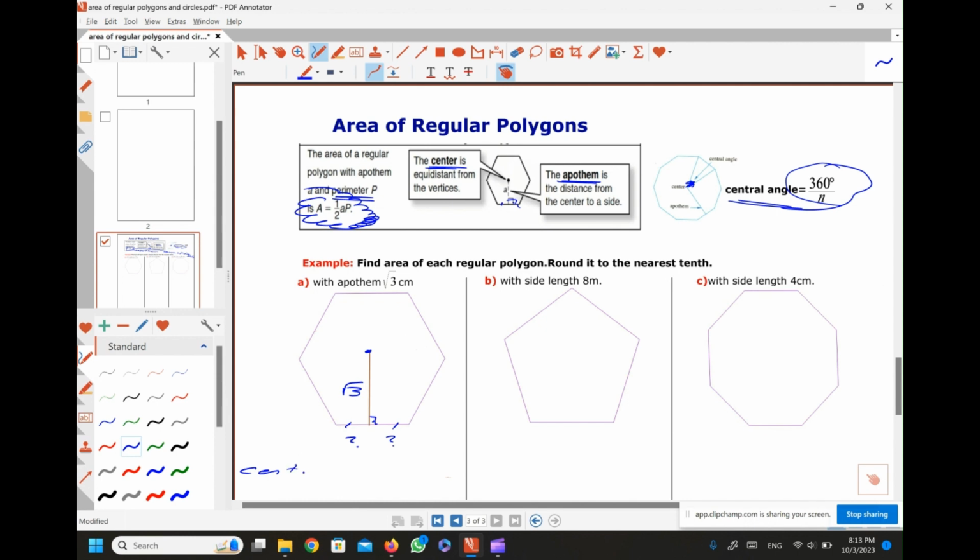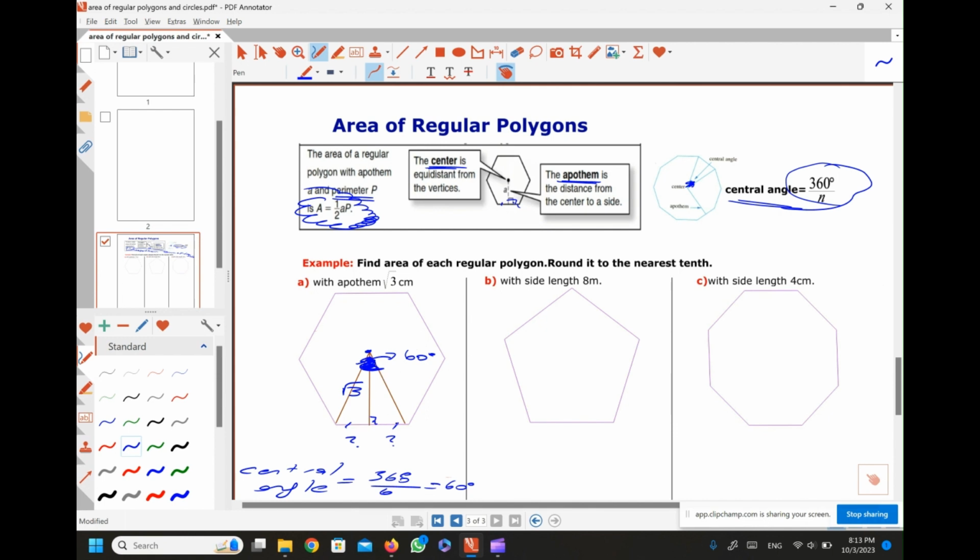So central angle for this polygon is 360 divided by 6, which is equal to 60 degrees. So this is our central angle. Let's mark this after we draw two lines connecting to consecutive vertices. So this will be our central angle, which is equal to 60 degrees.